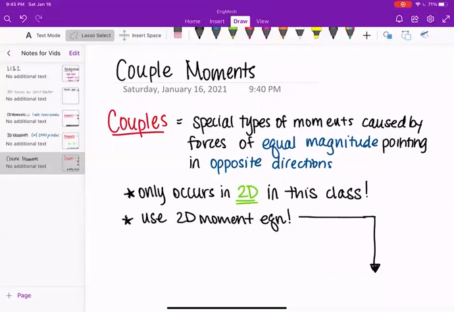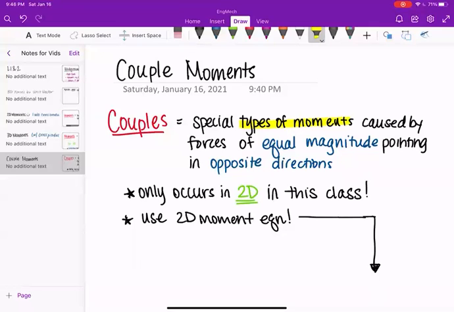So in this video, this should be a short one. We're going to go over couple moments. I believe on the lecture videos it's called couples, but I think it's easier to understand when it's called couple moments. I can't remember if they called it that. It doesn't really matter. All you need to know is that it's a special type of moment, which is incredibly important because you have to understand that it causes rotation, which I'll explain in a second.